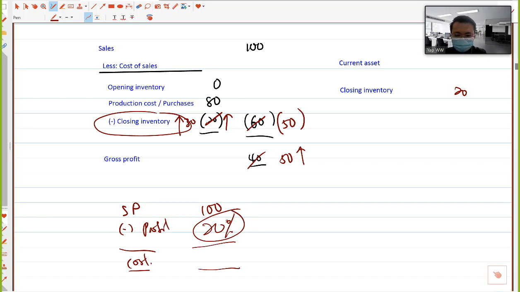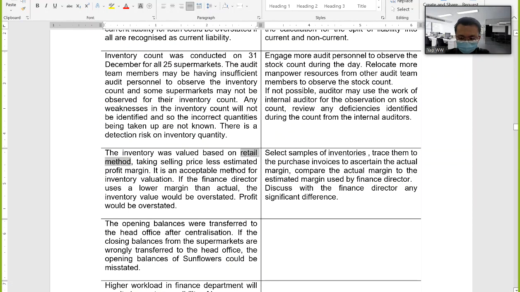So our risk is that this percentage comes from the finance director. Suppose the finance director simply says to understate this profit margin. If he understates this profit margin, that means your cost is going to be 80%, right? So your cost will be higher, isn't it? When profit is lower, cost will be higher. Therefore, if the finance director uses a lower margin than actual, stock value will be overstated.